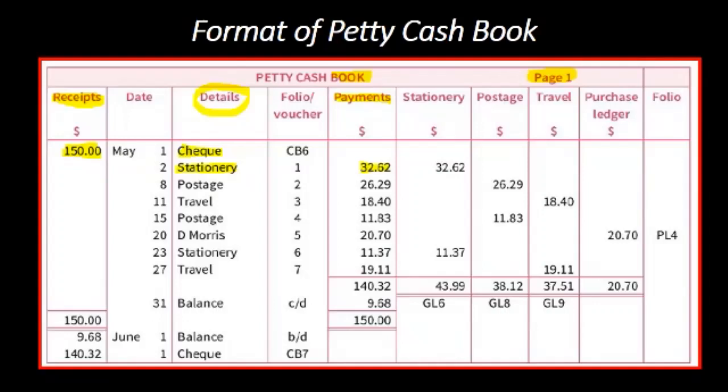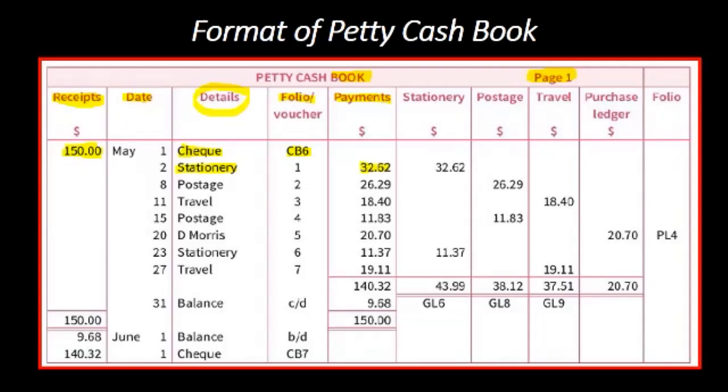Again, both sides of the book will use the same date column, and this column for the folio or the voucher. The folio in this case is for the receipt side of the petty cash book, and the voucher is for the payment side of the cash book.